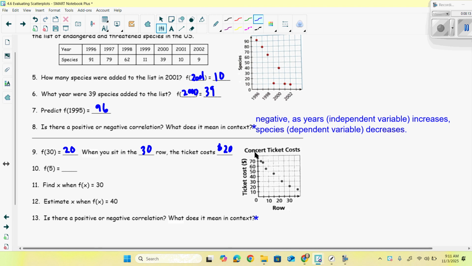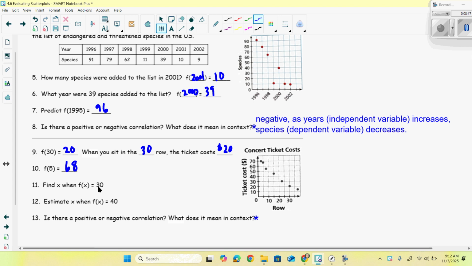I should have taken a moment. This is a graph of concert ticket costs related to what row you sit in, and hopefully it's intuitive. The closer you are to the front, up to the stage there, the more you spend. The further back you get, the less you pay. Looking at f of 5, so here, if you're going to be in the 5th row, you're spending, let's say, $68. So the way you'd say that is, when you sit in the 5th row, the tickets cost roughly $68.